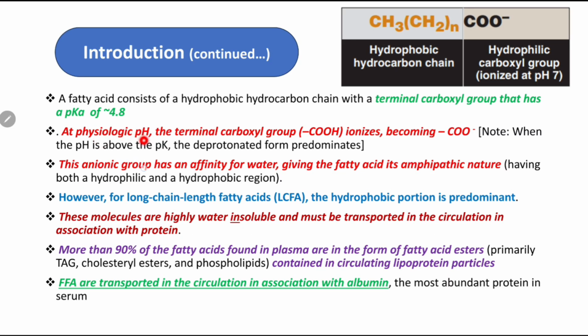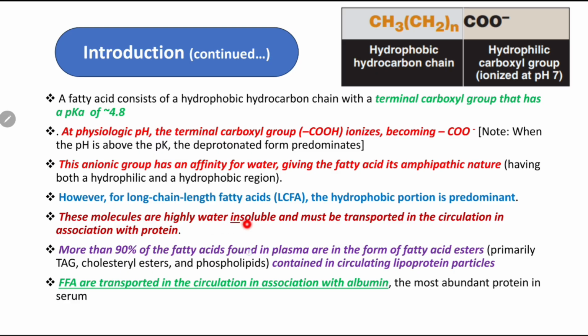Physiological pH is 7.4, and at that pH the terminal carboxyl group ionizes and the ionized form is the predominant form. The anionic group is what makes it amphipathic. That is, it is both hydrophilic and hydrophobic. Fatty acids are both hydrophilic and hydrophobic. However, the longer the carbon chain, the more hydrophobic they become, because the hydrophilic part is only that deprotonated carboxyl end, whereas the alkyl chain is hydrophobic. In longer chain fatty acids, the hydrophobic portion is predominant.